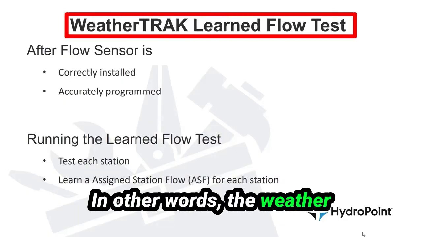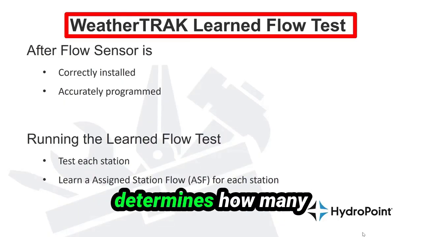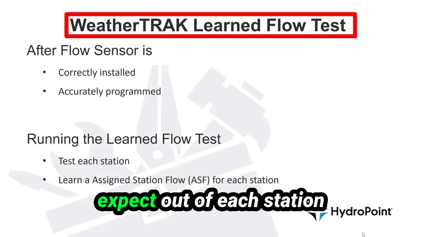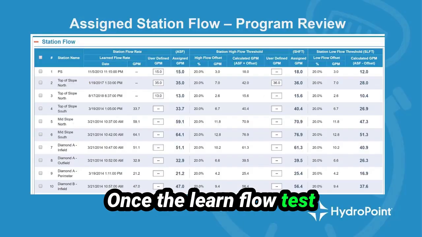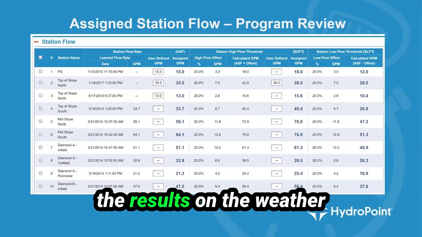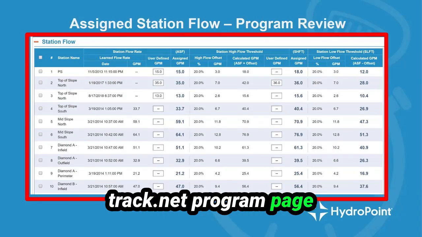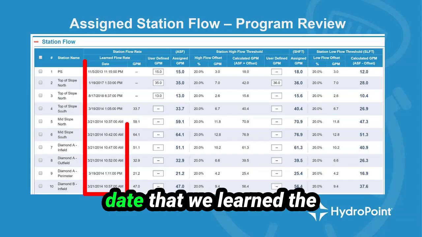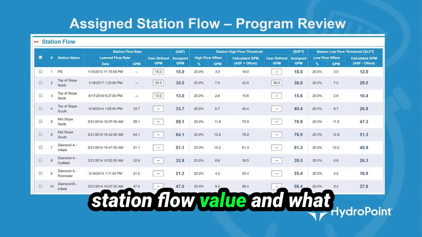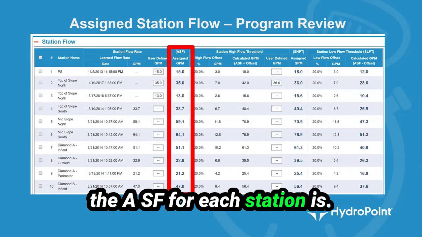In other words, the WeatherTrack Learn Flow test determines how many gallons per minute to expect out of each station during normal irrigation. Once the Learn Flow test is complete, you can see the results on the WeatherTrack.net program page under your station flow settings, where you'll be able to see the time and date that we learned the station flow value and what the ASF for each station is.